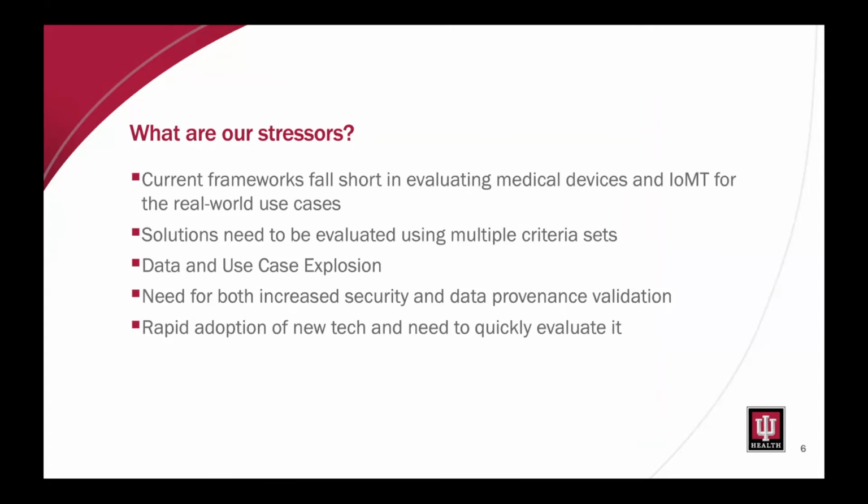And also corresponding with that is the data and use case explosion, especially with the increase of intelligent systems and their constant need for data to train algorithms. So with this explosion of data and explosion of use cases, we have a need for increased security, and more importantly, data provenance to make sure that the data we're using to feed our systems to perform analytics is valid. And also along with this, we have rapid adoption of a lot of new technology, and like we've learned with COVID, we have to get this done quickly and get it out there on the floor. So there needs to be a better way, is what it comes down to.